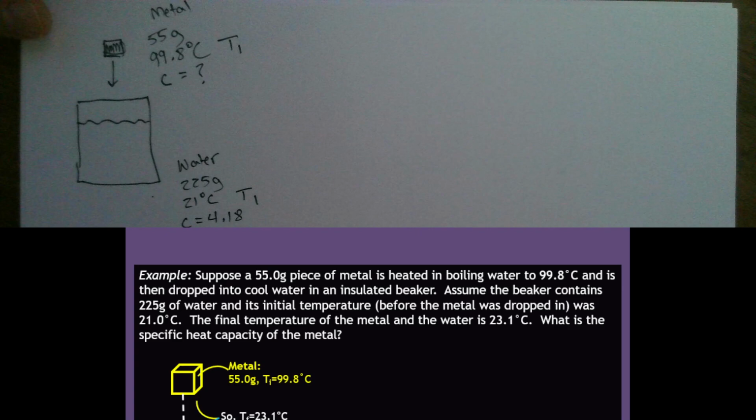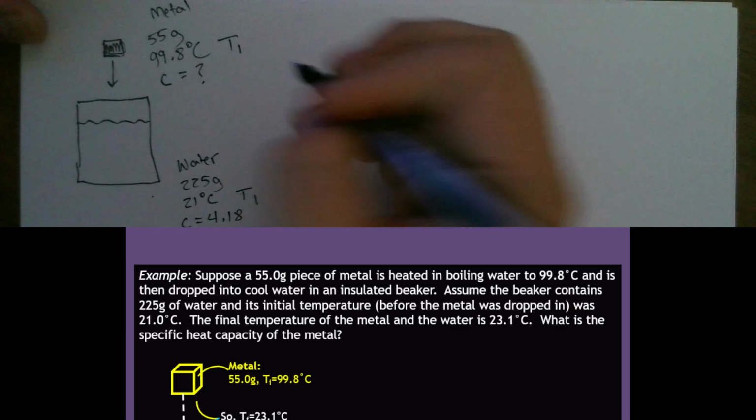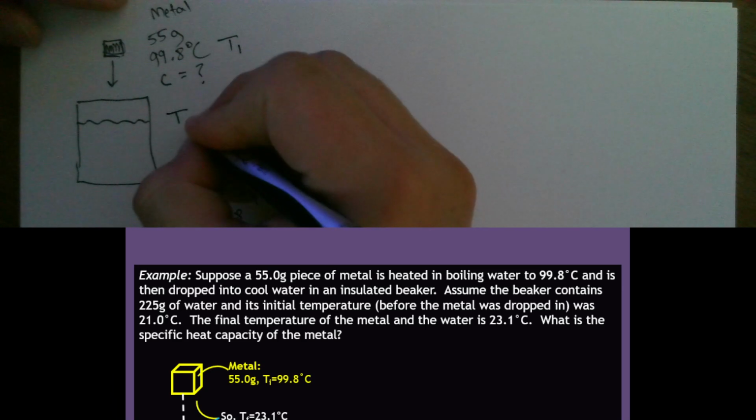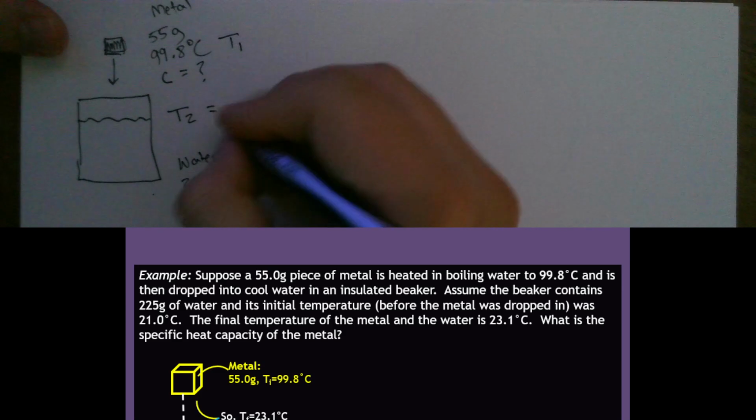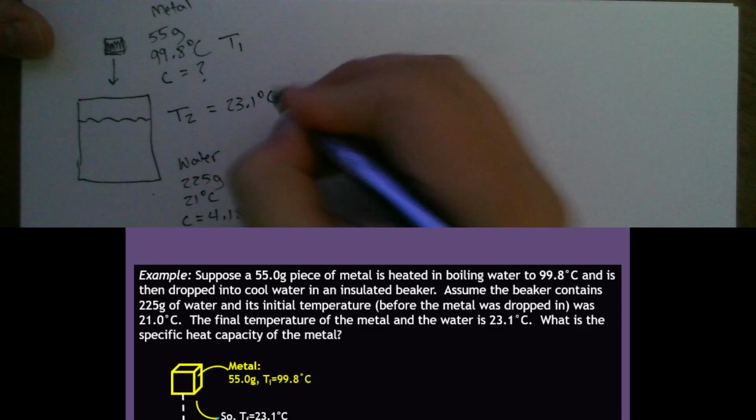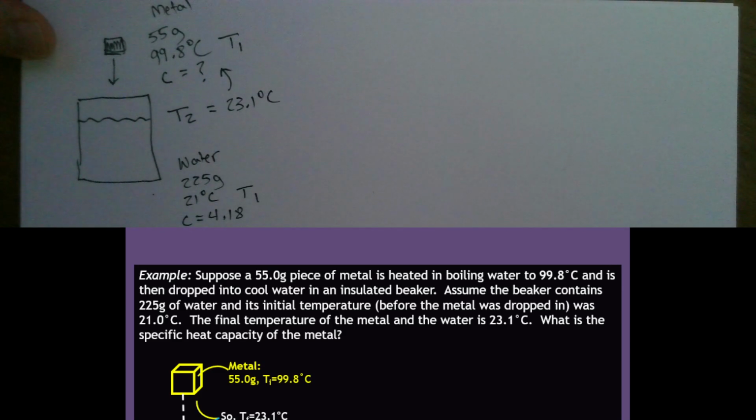The final temperature of the metal and water is 23.1 degrees Celsius. So, my T2. I'm going to drop this metal into the water and let them exchange heat until I reach a thermal equilibrium. At that point, they'll both have the same final temperature. Heat will continue to flow until the metal and water are at the same temperature. So the T2 actually applies to both of these things. It's 23.1 degrees Celsius. That's the final temperature of the metal and the final temperature of the water.